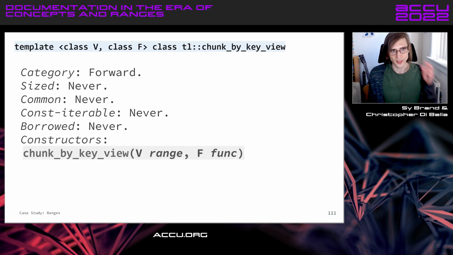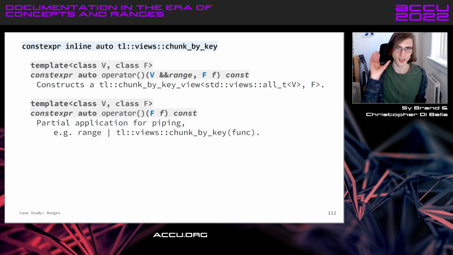And then we have all of these things, which are fairly straightforward in this case. We have all our categories, size, common, so on and so forth, and how to construct it. And then we also have some additional constructors, like we can use this piping syntax. So we show how you could use that.